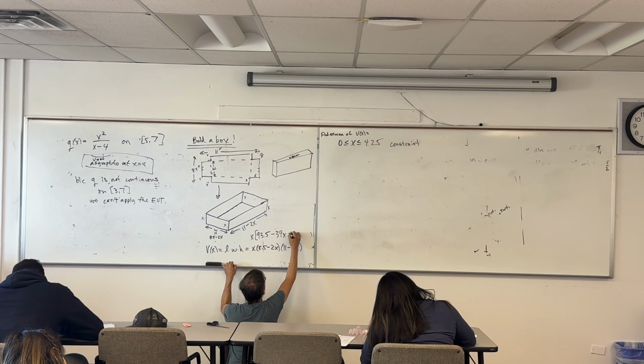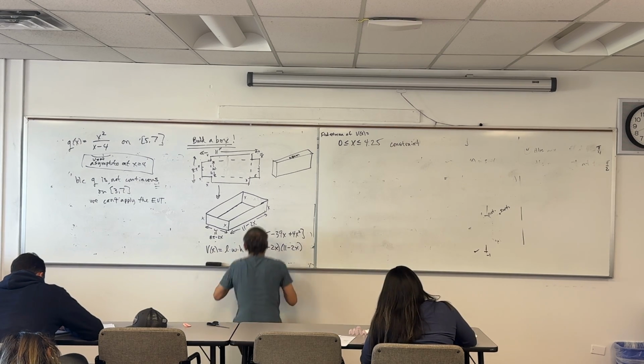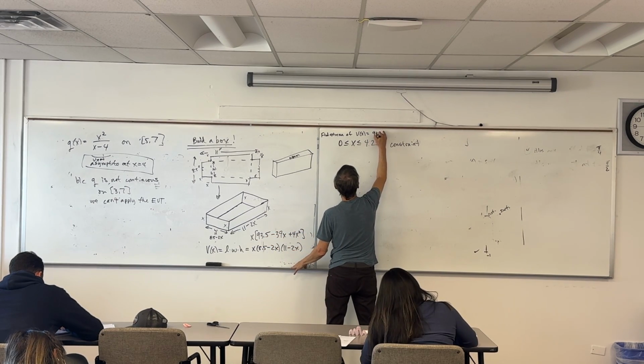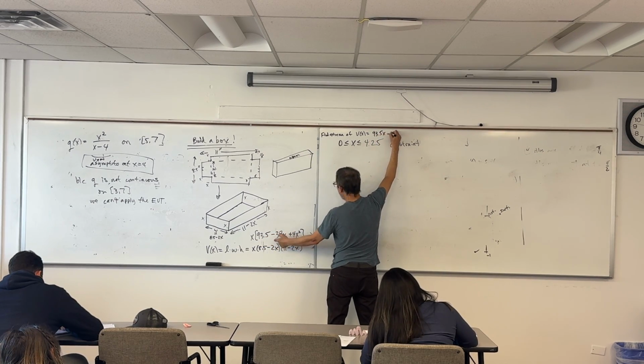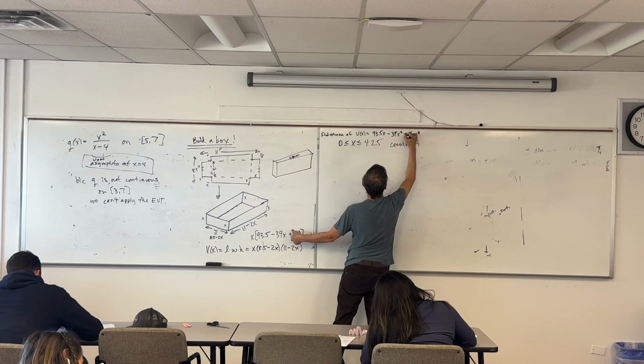And then plus 4x squared for the last two terms. Still got that x out in front, so I'm going to distribute that through, and our v of x is 93.5x minus 39x squared plus 4x cubed.